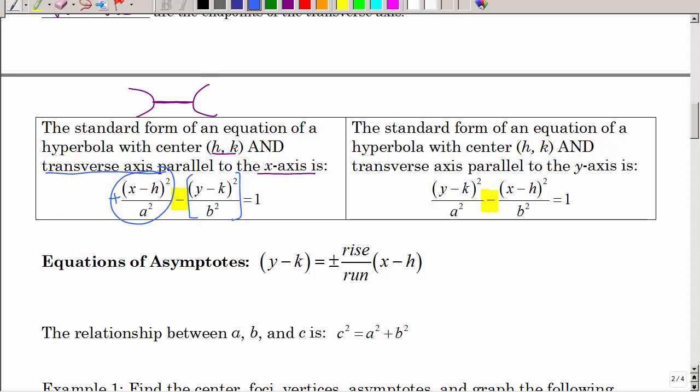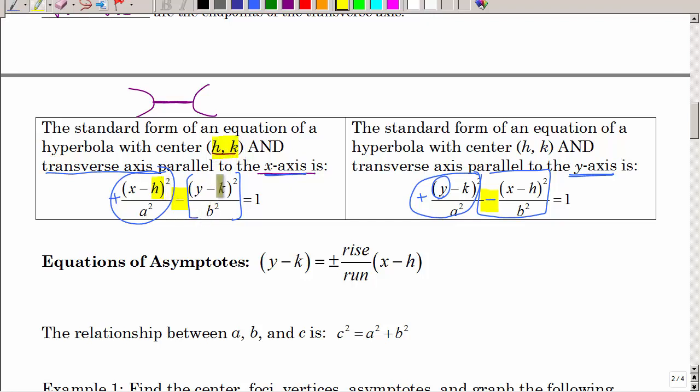So if x is positive, we're going to have a transverse axis that's parallel to the x-axis. Over here, this is the positive quantity. This is the negative because of that minus sign. The y is positive, so our transverse axis is parallel to the y-axis. I want to again emphasize that we have that h and k.